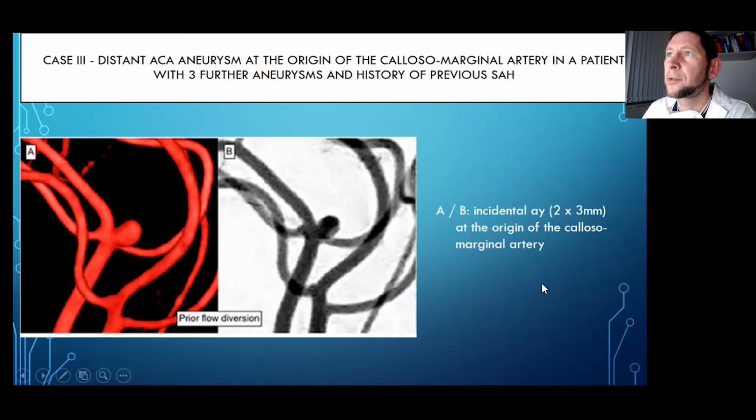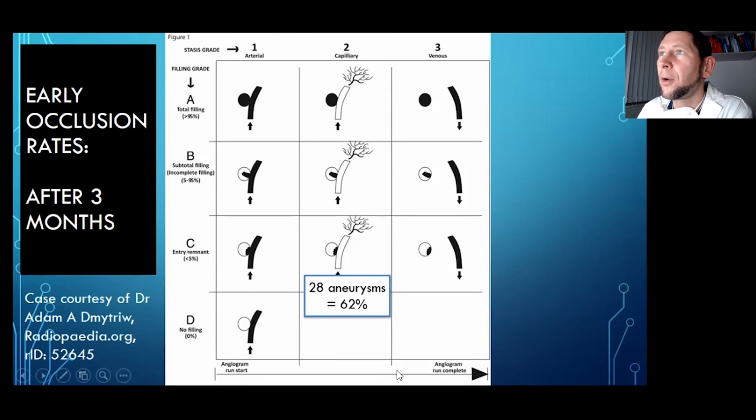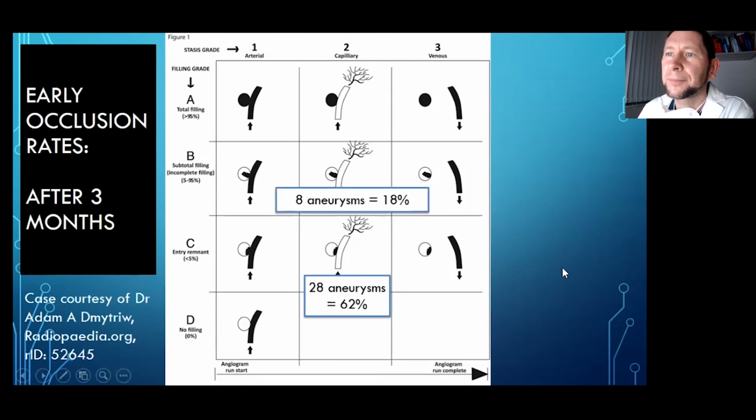The aneurysm was 2 by 3 millimeters in size, and we treated it because the patient had already experienced SAH. So in summary, we have a very high rate of early occlusion after 3 months. I'm using the O'Kelly-Marotta scale to show the results. So 28 aneurysms, almost 62%, were completely or almost completely occluded after treatment.